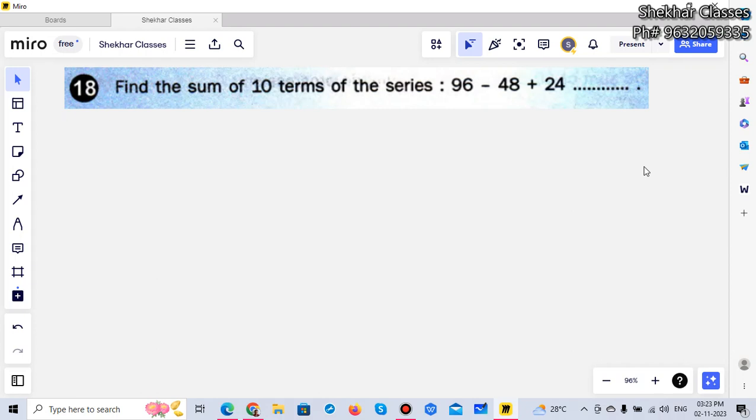Find the sum of 10 terms of the series 96 minus 48 plus 24 and so on and so forth. Before we start this, we need to know what the formula is that is used to find the sum of the GP.